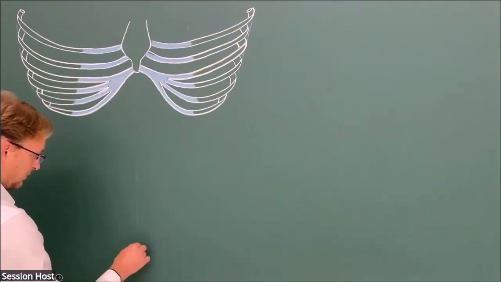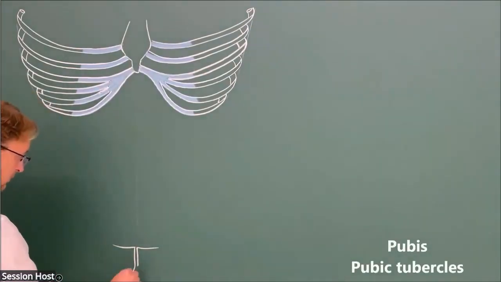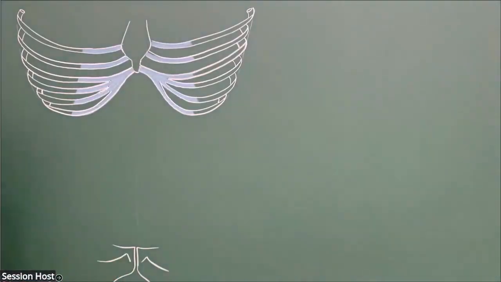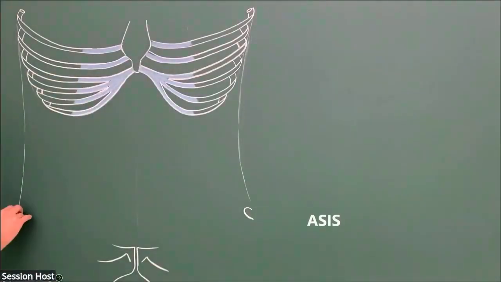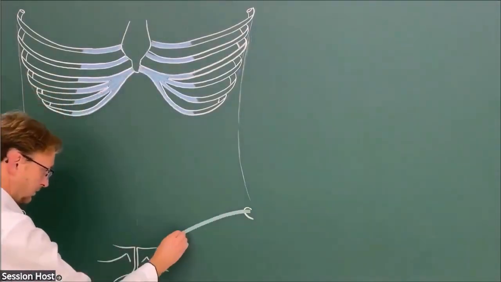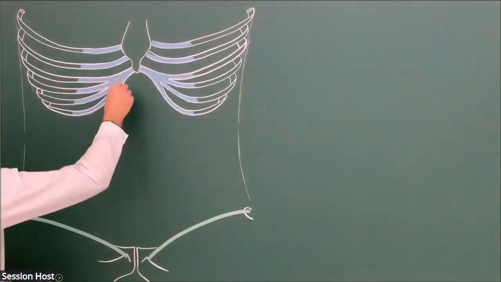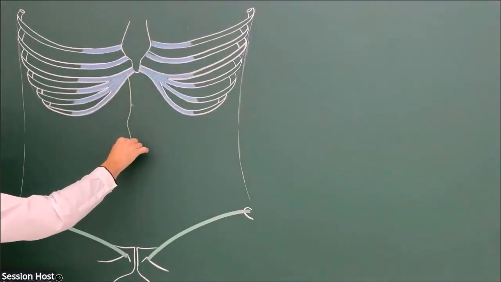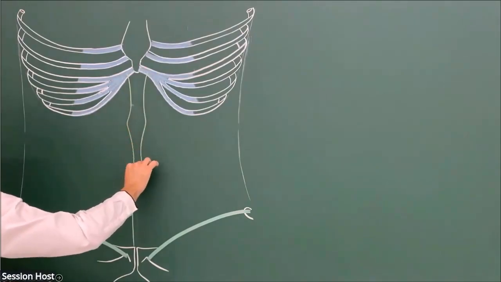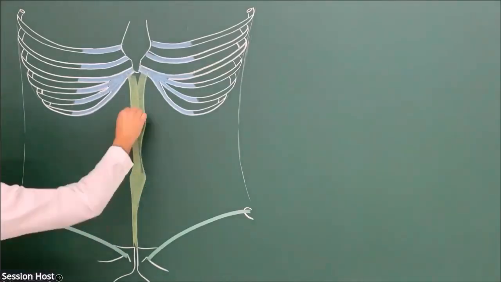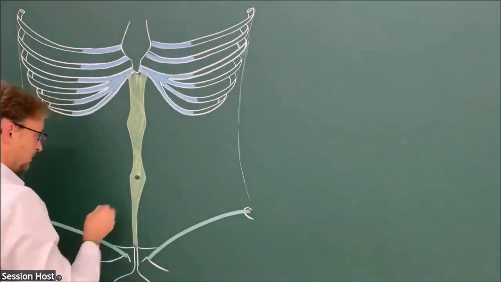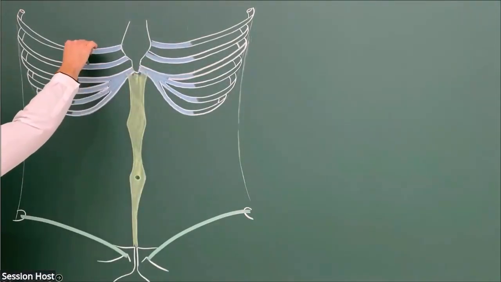This is the pubis with the pubic tubercles, the lateral edge of the abdomen, anterior and superior iliac spines, and the inguinal ligament. This is the linea alba, inserting behind the xiphoid process cranially until the pubis caudally, the width decreasing from top to down, and this is the umbilicus.